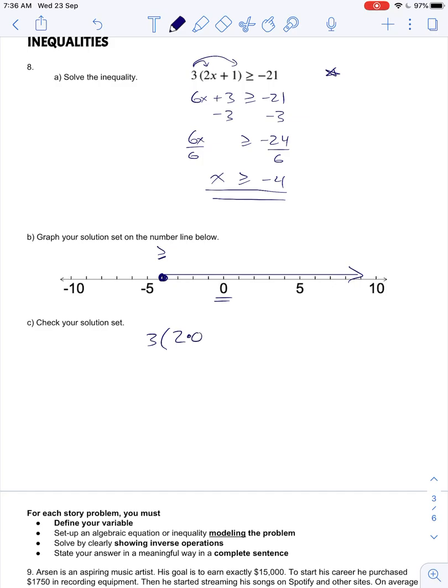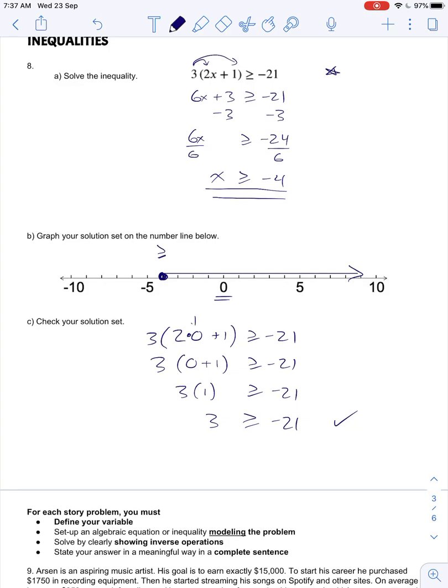So 2 times x becomes 2 times 0. And then I just work it out. So that is 0 plus 1, which is 3 times 1, which is 3, and 3 is greater than or equal to negative 21. So that tells me that my arrow is pointing in the right direction. The number you don't want to plug into here, which some people did do on the test, is negative 4. You don't want to pick the number where the arrow is starting, because that doesn't tell you if the arrow is going in the right direction or not.